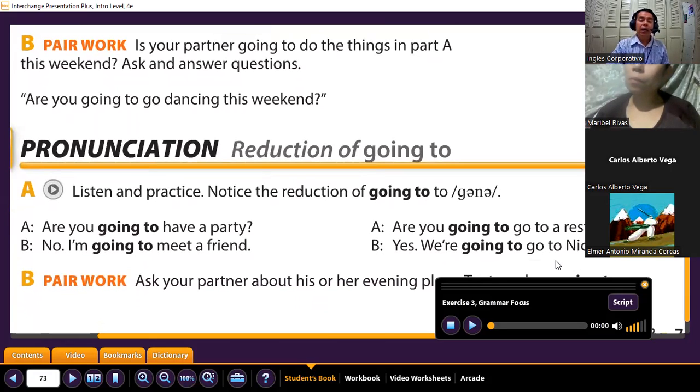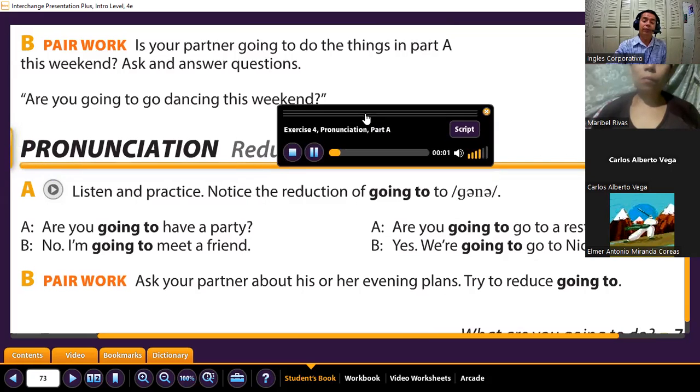Okay. Are you going to have a party? No. I'm going to meet a friend. You see? So, very fast. Again, are you going to have a party? No. I'm going to meet a friend. Now, very fast. Are you going to have a party? No, I'm going to meet a friend. Very fast, right? Now, listen to the audio.